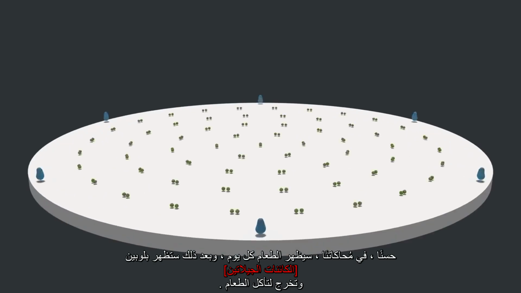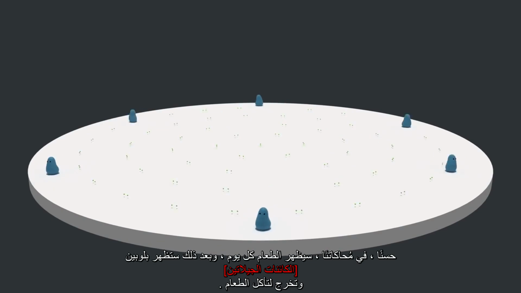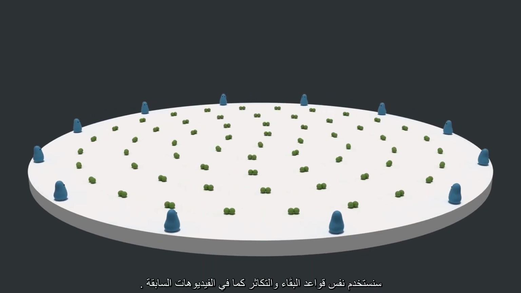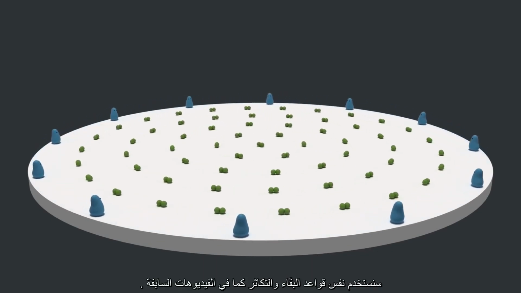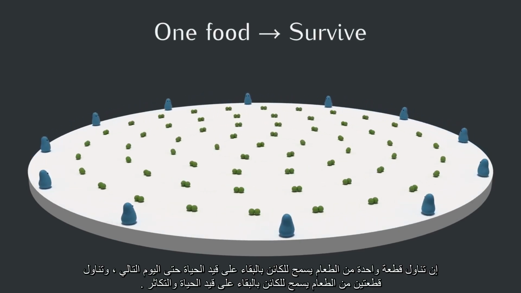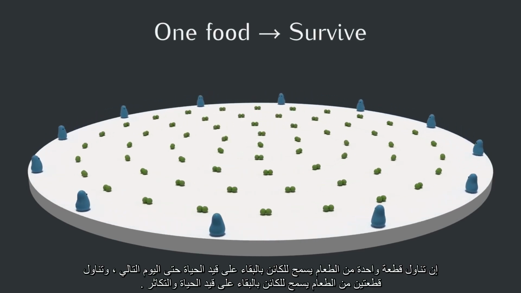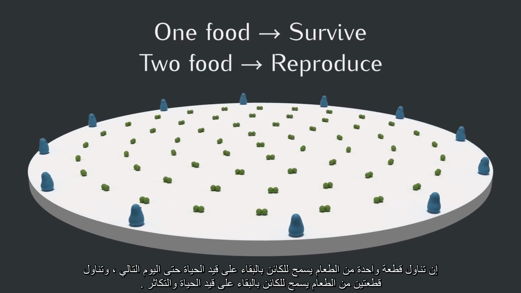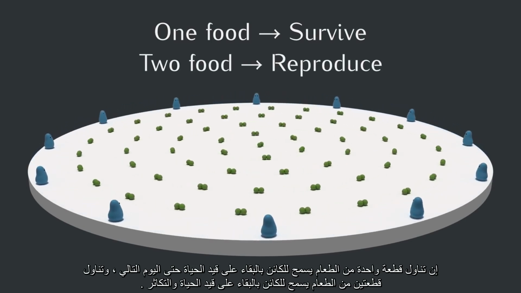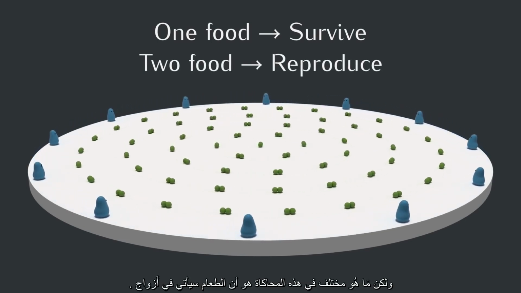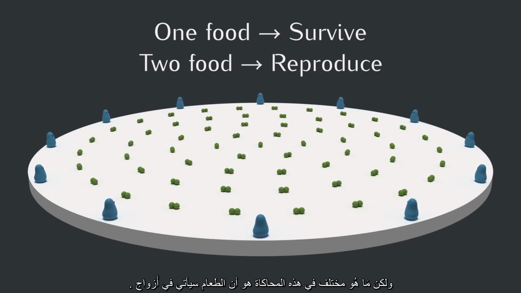Okay, so in our simulation, food will appear each day, and then blobs will appear and go out to eat the food. We'll use the same survival and reproduction rules as in previous videos. Eating one piece of food lets a creature survive to the next day, and eating two pieces of food allows a creature to both survive and reproduce. What's different in this simulation, though, is that food will come in pairs.